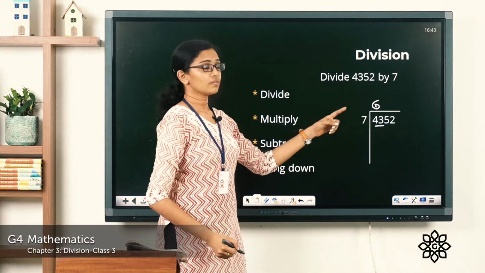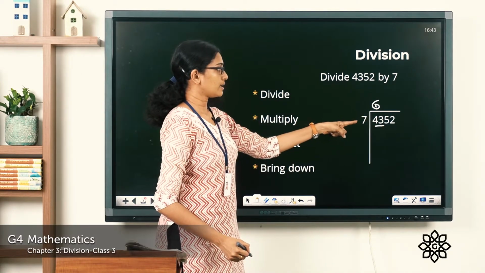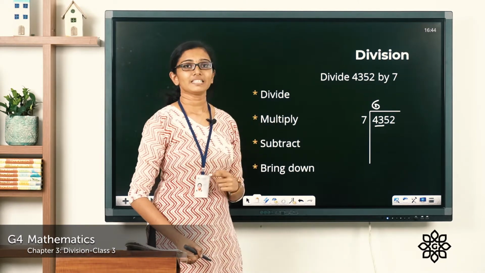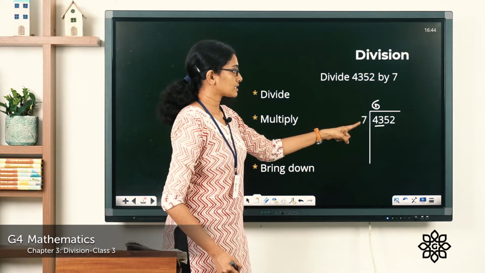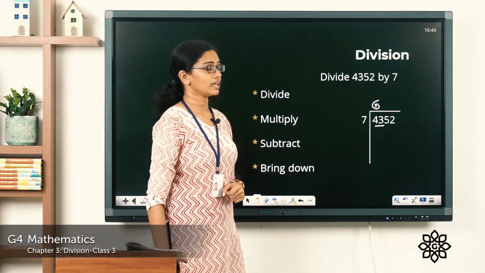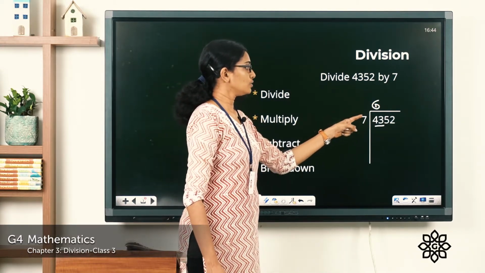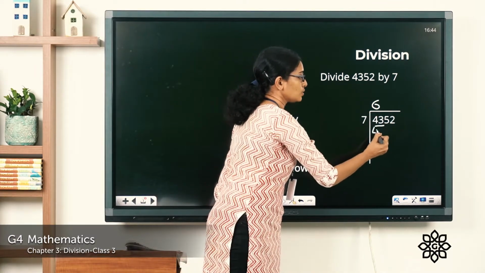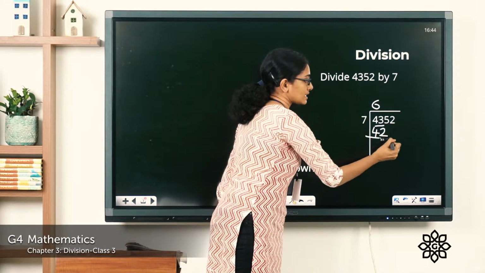First we divided 43 by 7 and we got a quotient here. The next step is to multiply. So let's multiply this divisor and this quotient here. So what is this? 6 into 7. What is 6 into 7 or 7 into 6? It's equal to 42. So let's write it here.